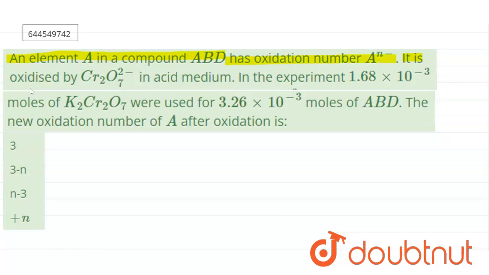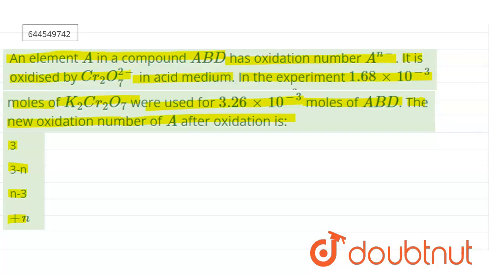Hello everyone, so today's question is: an element A in a compound ABD has oxidation number A^n-. It is oxidized by Cr2O7 2- in acidic medium. In the experiment, 1.68 × 10^-3 moles of K2Cr2O7 were used for 3.26 × 10^-3 moles of ABD. The new oxidation number of A after oxidation is: 3, 3 - n, n - 3, and +n.